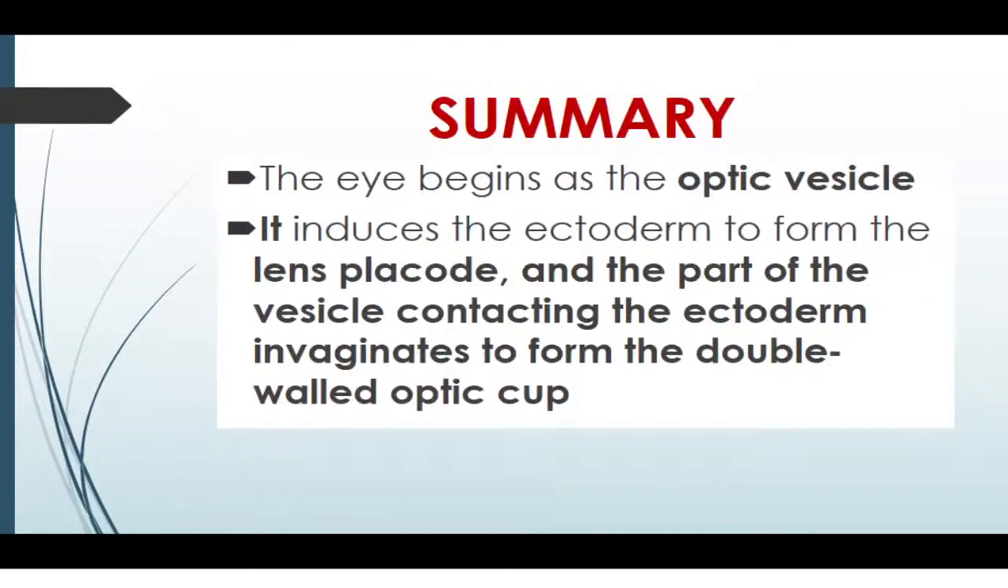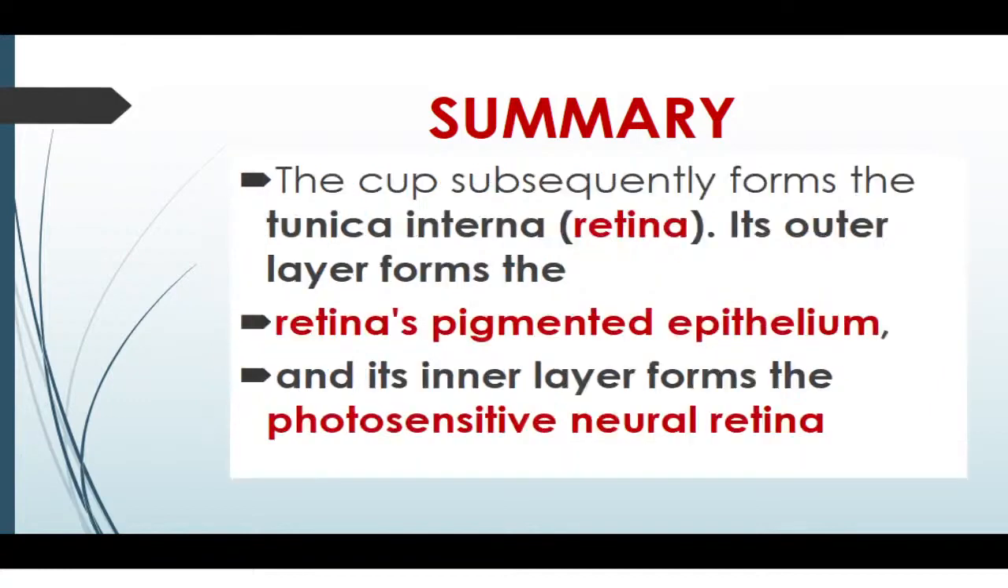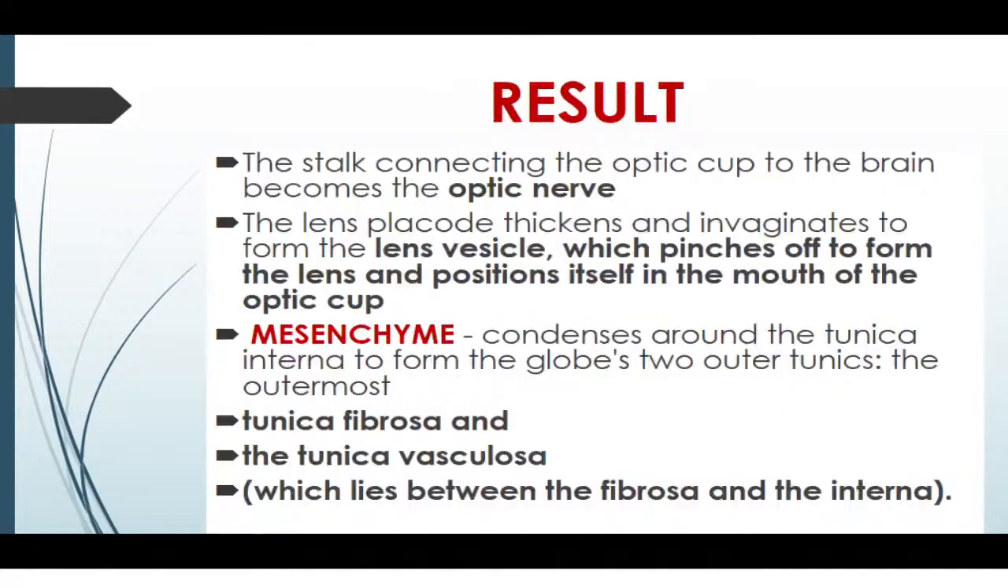Summary. Let's say the eyes begin as the optic vesicle. It induces the ectoderm to form the lens placode, and the part of the vesicle containing the ectoderm invaginates to form the double-walled optic cup. The cup subsequently forms the tunica interna, the retina: its outer layer forms the retinal pigmented epithelium, and its inner layer forms the photosensitive neural retina. The stalk connecting the optic cup to the brain becomes the optic nerve. The lens placode thickens and invaginates to form the lens vesicle, which pinches off to form the lens and positions itself into the mouth of the optic cup.